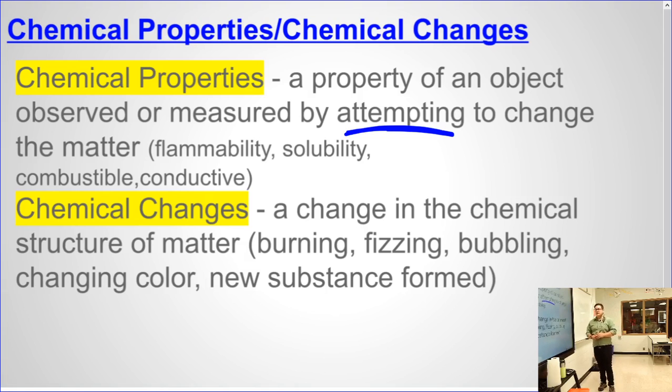Okay? So chemical change is a change in the chemical structure of the matter. So usually burning, fizzing, bubbling, changing of color, new substances formed are all indicators of a chemical change. Alright? So we're going to do some chemical changes this week. You're going to mix two things together. Probably going to see some bubbling and fizzing. You're going to see that happen. Alright? You good here? Alright.